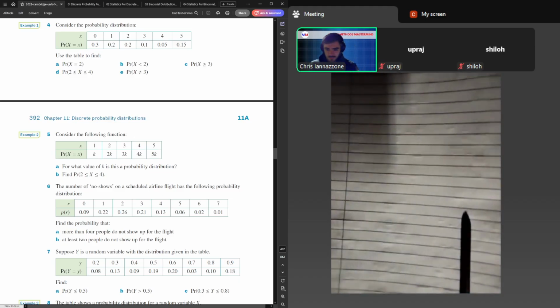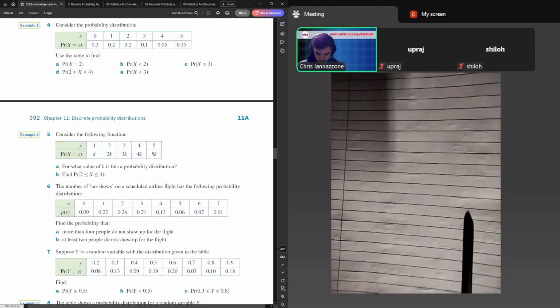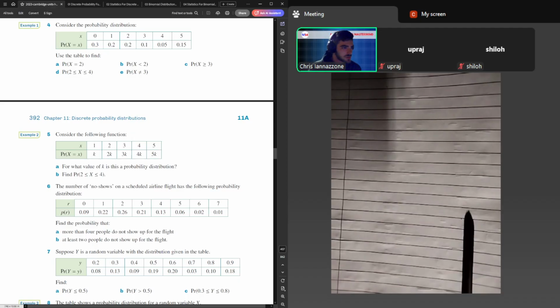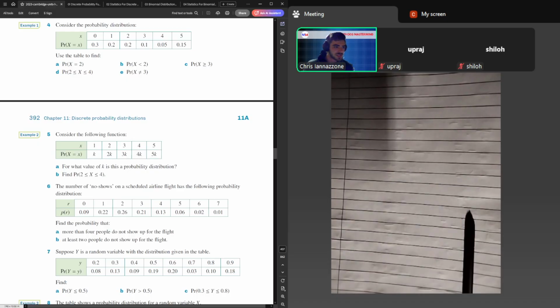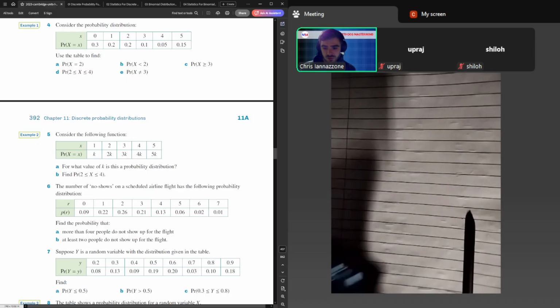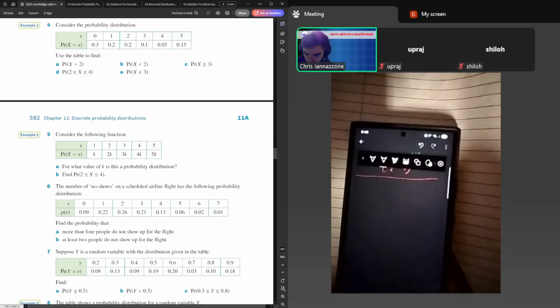I'll open up the phone again. Have a read of what's going on there in Q4, starting with 4a, probability x equals 2. What's going on there and why?